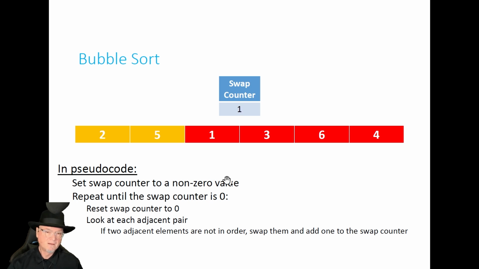Boom. Now we're going to slide our window. We're going to compare the two numbers, 5 and 1. They're not in order. So we're going to swap them, and we're going to increment our swap counter by 1. Boom.